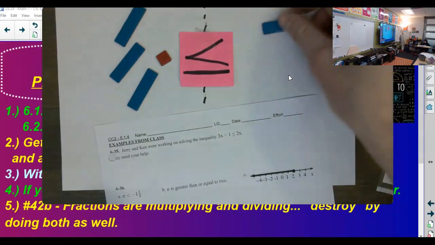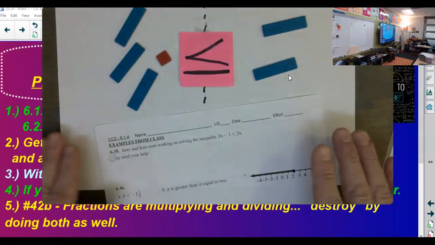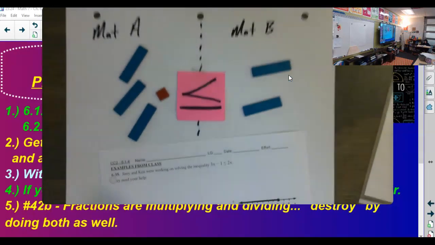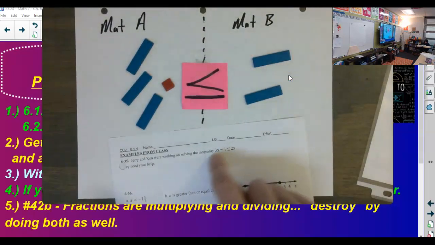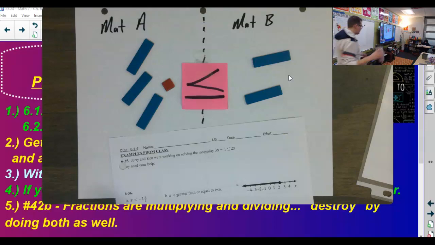2x. Take maybe like 30 seconds, talk to your partner. What could we do to try to clean this mat up as much as possible? Then we're going to write that work on our paper. Chat with each other.